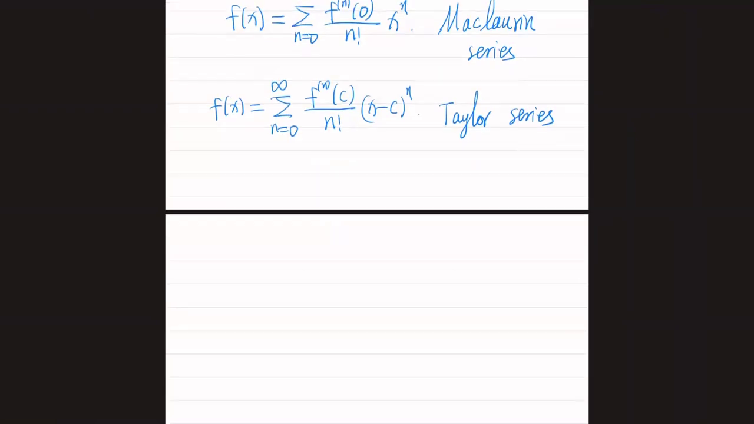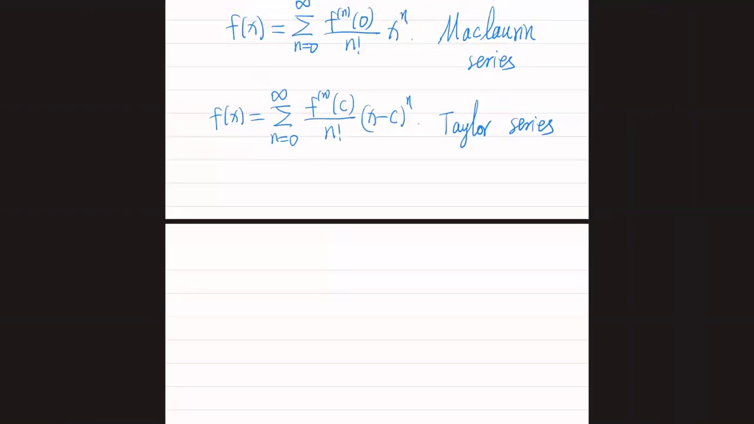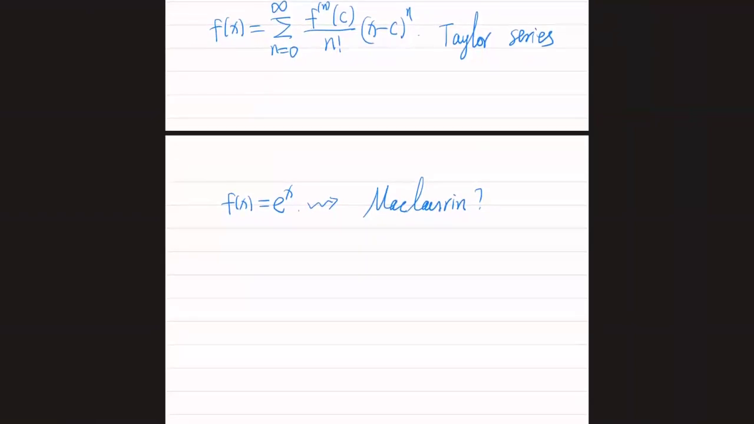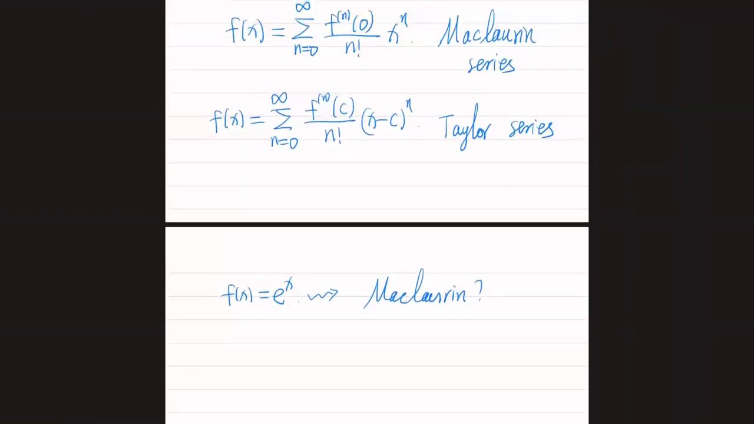Okay, one more example. So we have these big formulas. Let's have one simple example. Before I start, I want you to guess, if our function is the exponential function, what's the Taylor series? Maclaurin series. Okay, to find the Maclaurin series, we need to find the derivatives. What's the nth derivative? f(x). What's this?